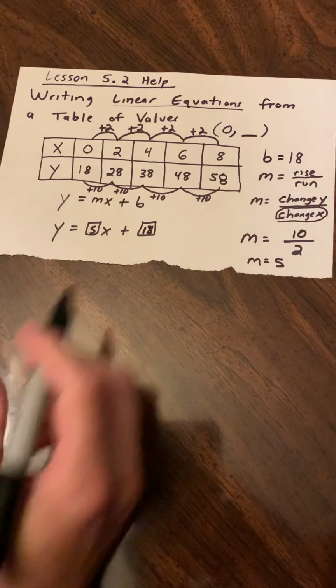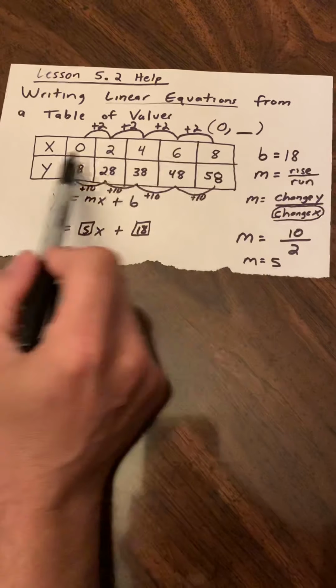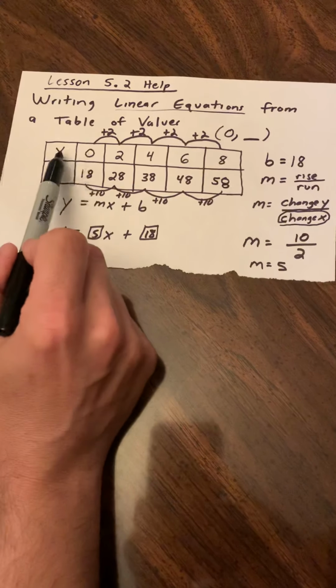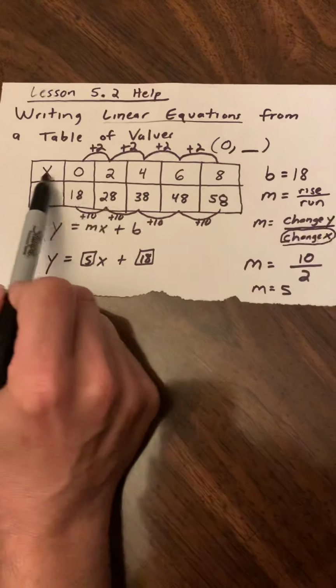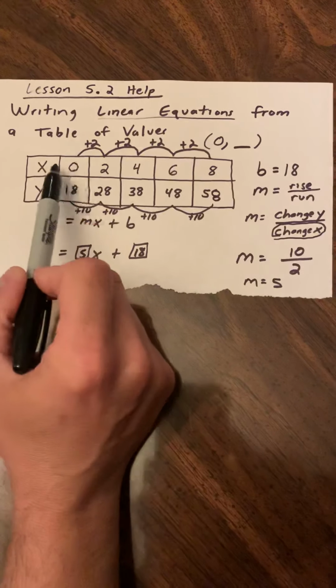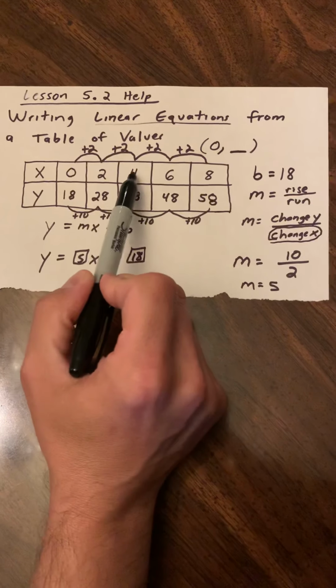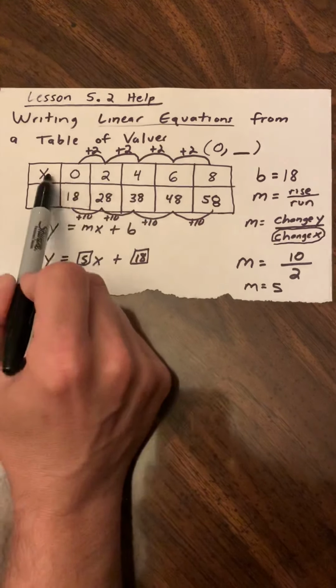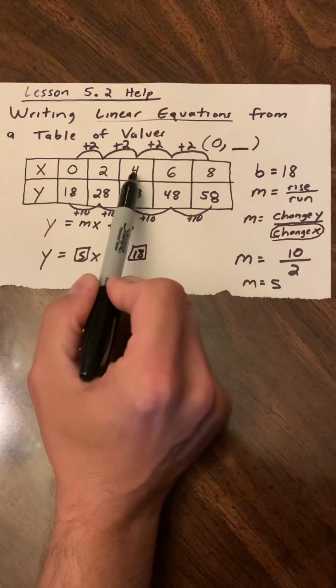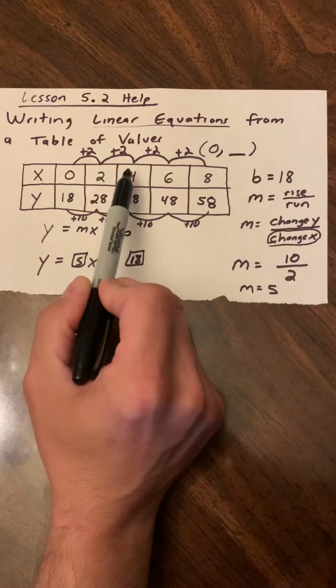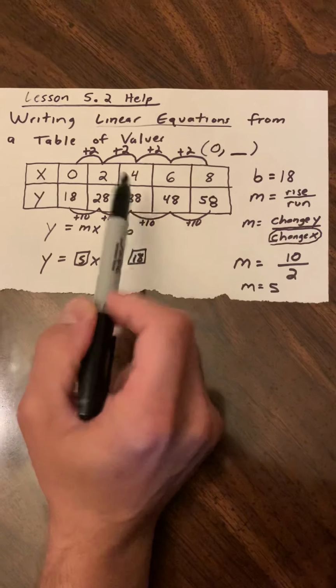I always like to check this just by picking one of the points in the table to see if it makes sense. So I'm going to pick one of these x values here. I'm going to ask my videographer to pick one of these numbers. Which one do you want to pick? 4. Okay, so when I plug 4 in for x into this equation, it better end up paired with 38, because that's what the table says. When x is 4, y is 38.